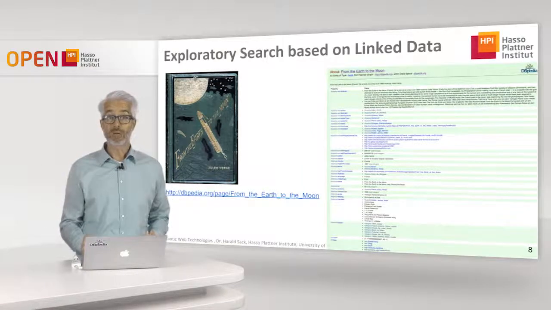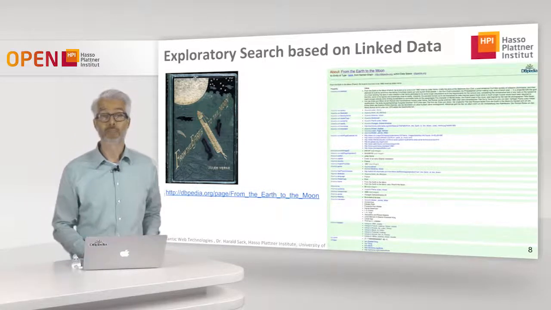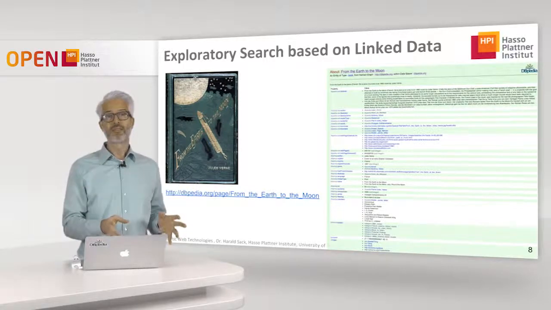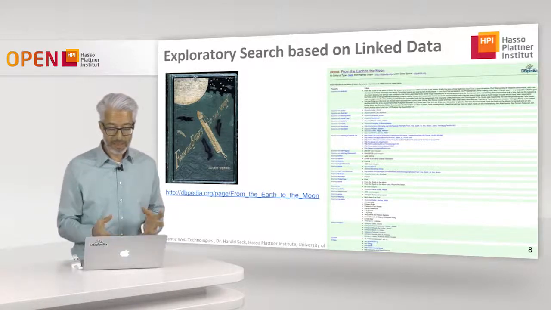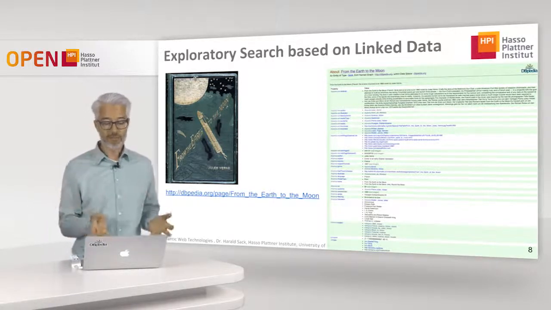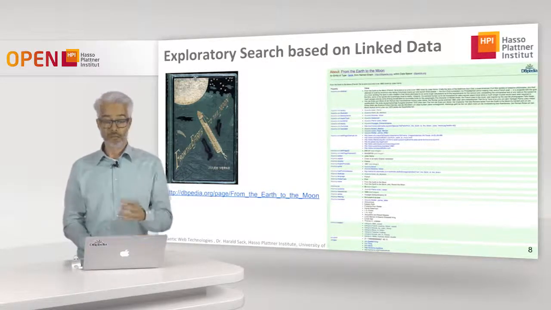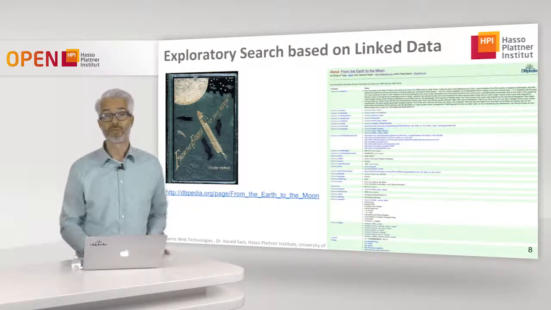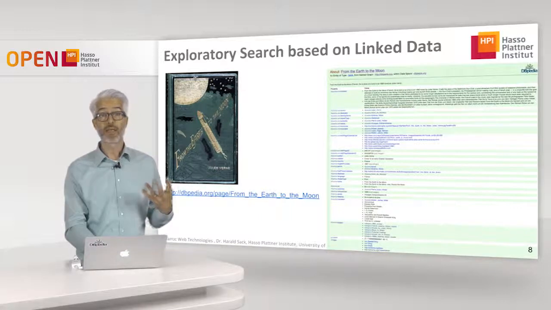Now the question is, how can we enable exploratory search, for example, based on linked data? So first thing, if I want to find a specific resource with the help of linked data, it's easy. So if you want to find From the Earth to the Moon, if we know the title of that book, of course we might find it here in its according DBpedia page. So this is quite easy. So we will find From the Earth to the Moon. This is quite simple.